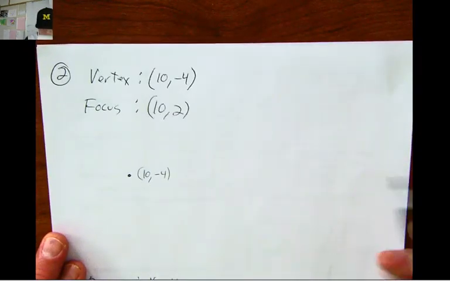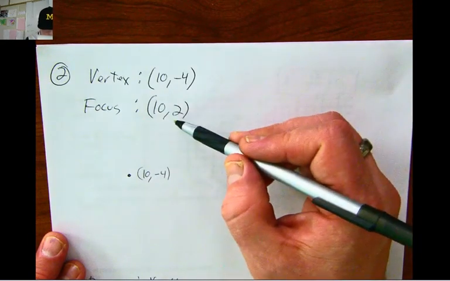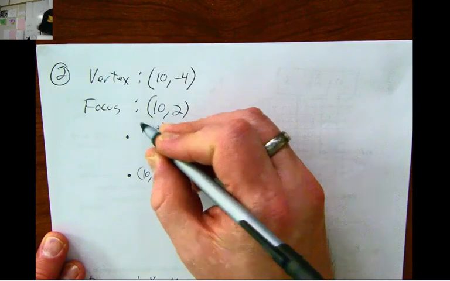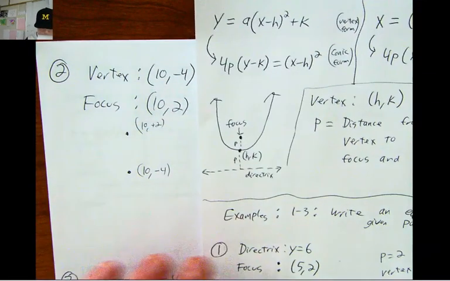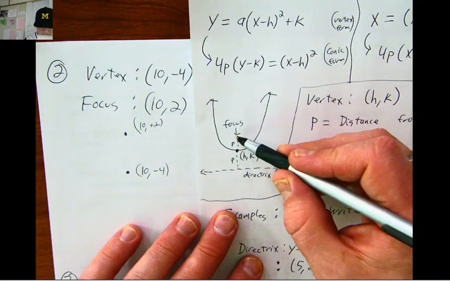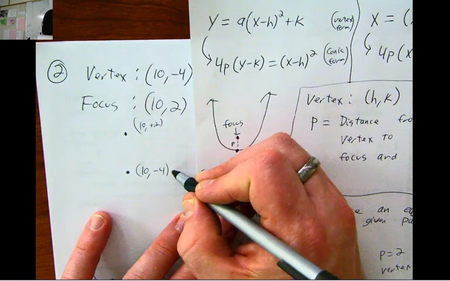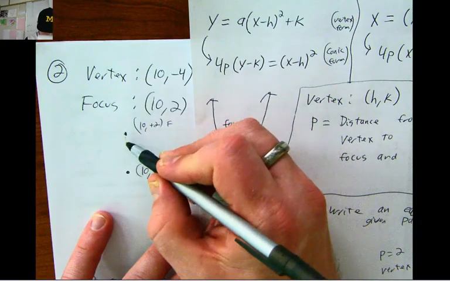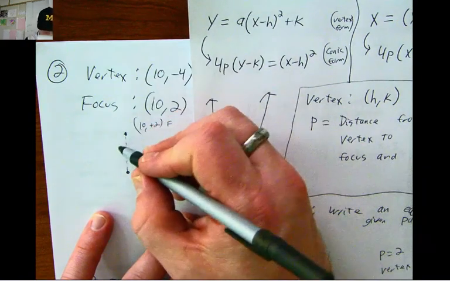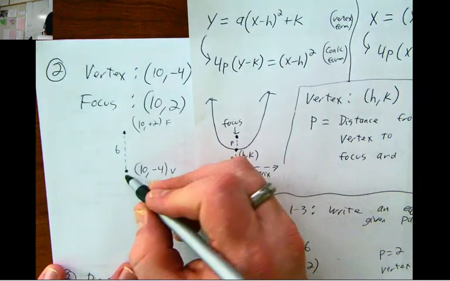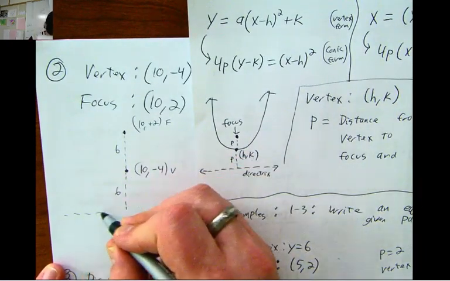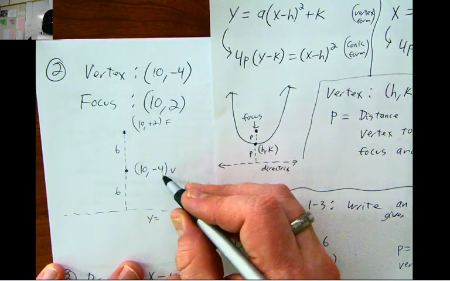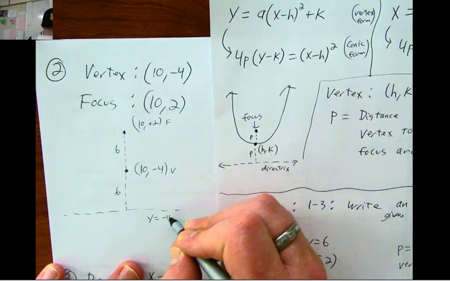All right, back to number 2. Sorry about that. If my vertex is at (10, -4), and my focus is at (10, 2), as I mentioned from page 1, if you've got the focus and the vertex, I'm going to label this a V and that an F. The distance from here to here is a distance of 6, and that's the same distance that's going to go down to the directrix, which would be at y equals, if you went down 6, y equals -10.